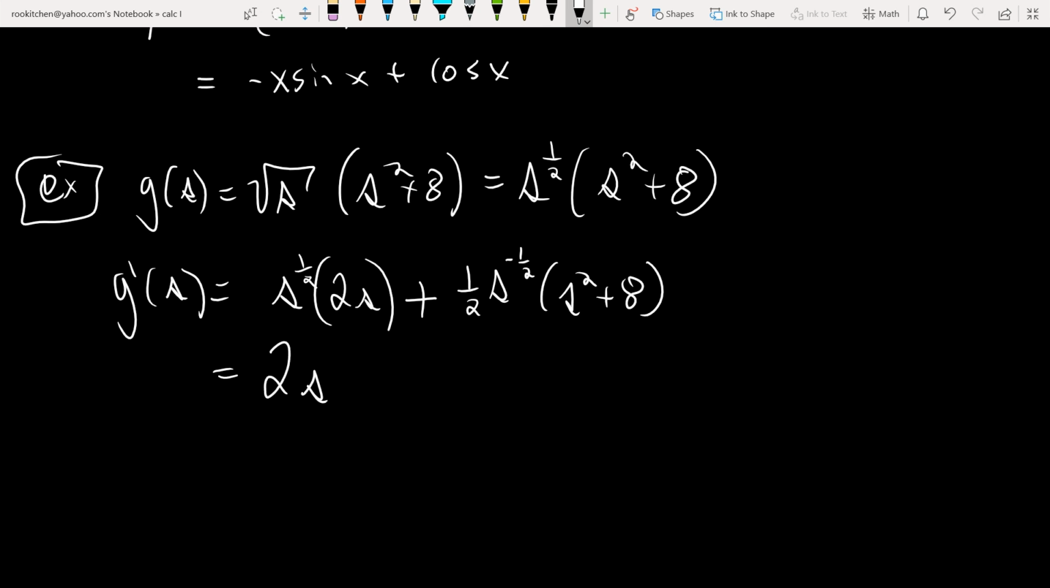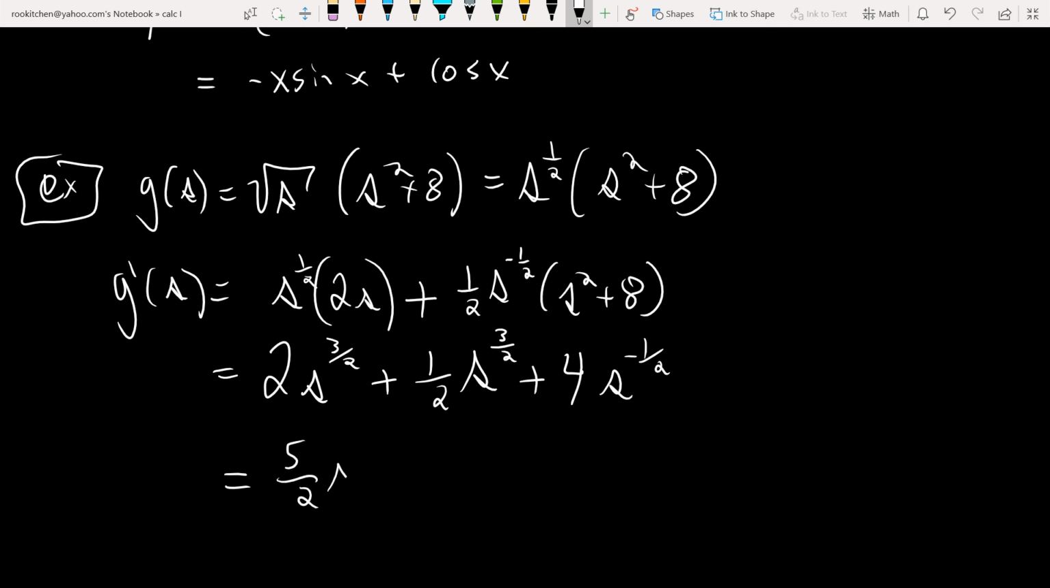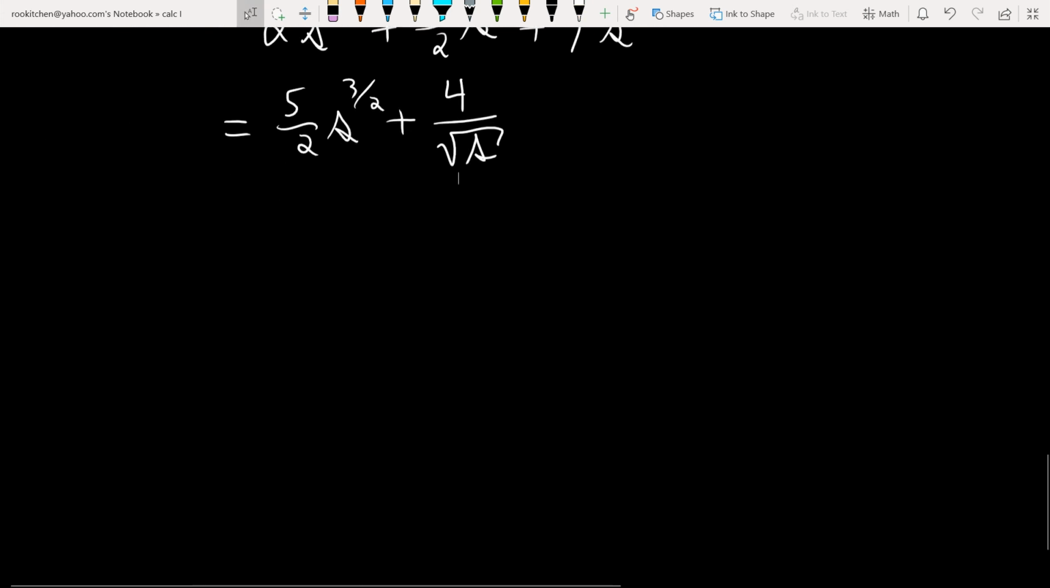So 2s to the 3/2 here, and then plus 1/2 s to the 4/2 plus negative 1/2 is 3/2, and then plus 1/2 times 8 is 4, s to the negative 1/2. I could combine some like terms here. So that's going to give me 4/2 plus 1/2 is 5/2, s to the 3/2, and then plus, if you wish, 4 all over square root s. Kind of get rid of those negative exponents, right? Okay, so that's another. Let's do one more.